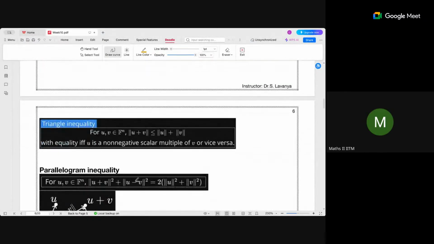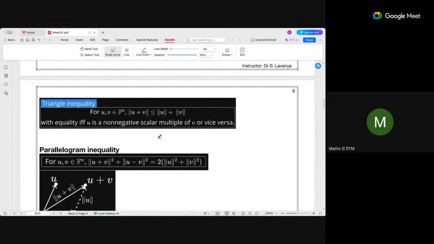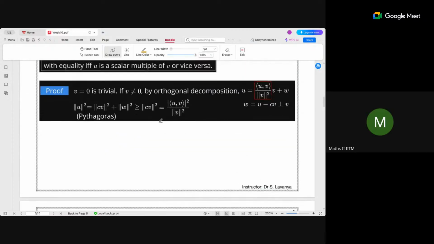So next we have two inequalities, I guess. Yes. So Cauchy-Schwarz and triangle inequality. Triangle inequality is something you see very commonly, even for the modulus function, right? Modulus of u plus v is less than or equal to mod u plus mod v. The same inequality you have for norm as well.